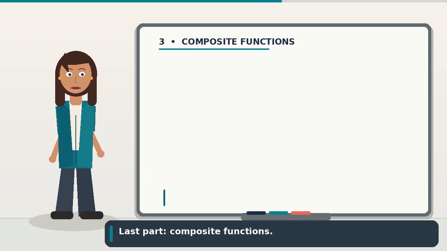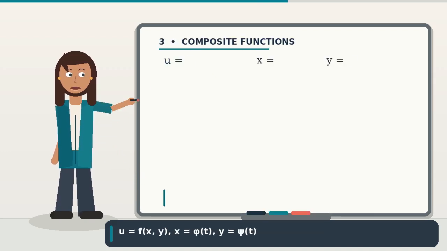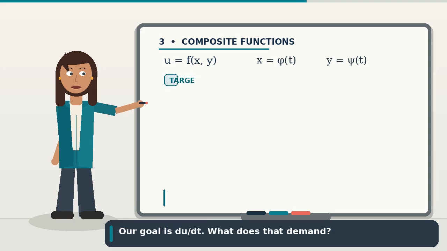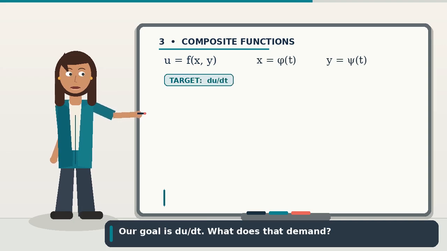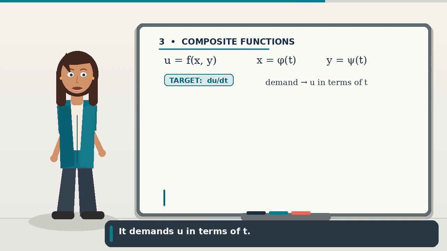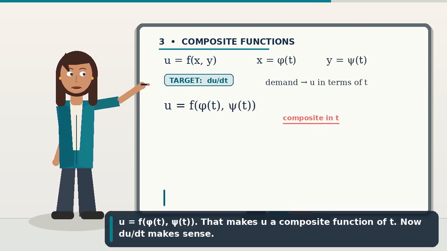Last part, composite functions. u equals f of x, y, where x equals phi of t, y equals psi of t. Our goal is du by dt. What does that demand? It demands u in terms of t. So u equals f of phi of t, psi of t. That makes u a composite function of t. Now du by dt makes sense.